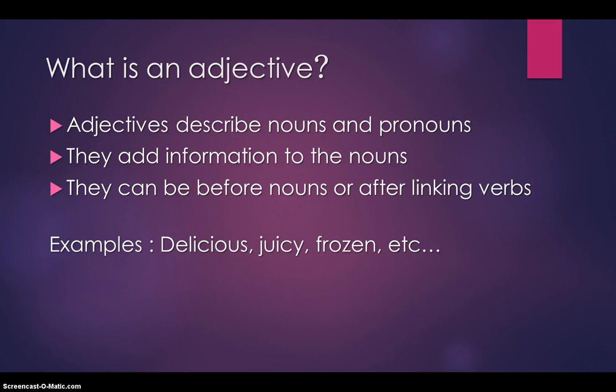The comparative form of an adjective is used for comparing two people or things, while the superlative form is used for comparing one person or thing with every other member of their group. For an example of adjectives, we put delicious, juicy, frozen, etc.